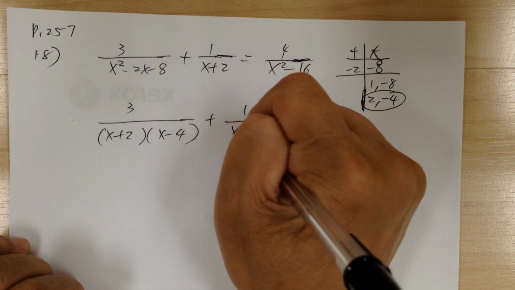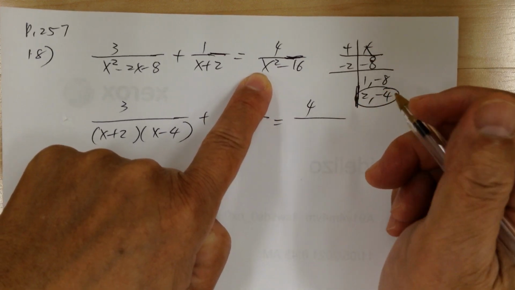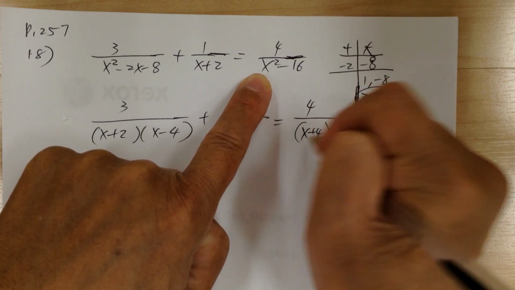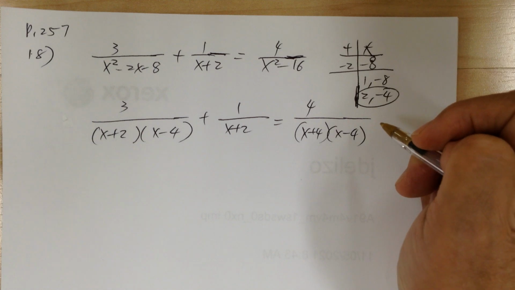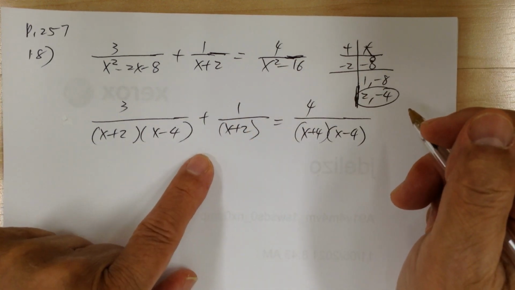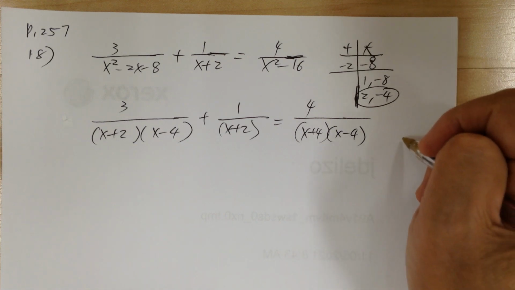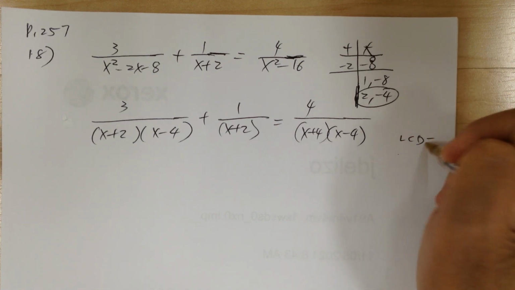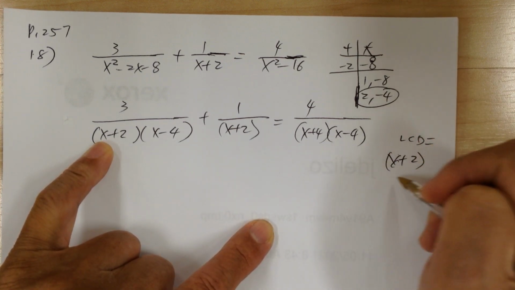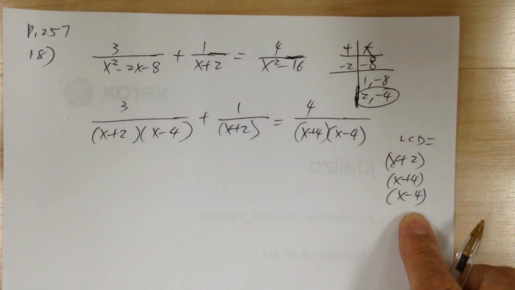1 over x plus 2 equal to, now when you factor these, this is the difference of squares. So you factor into x plus 4, x minus 4. Okay, so now you get your LCD. You have to multiply by the LCD to get rid of the fractions. So your LCD is going to be x plus 2, x plus 4, x minus 4. Okay, so that's your LCD.